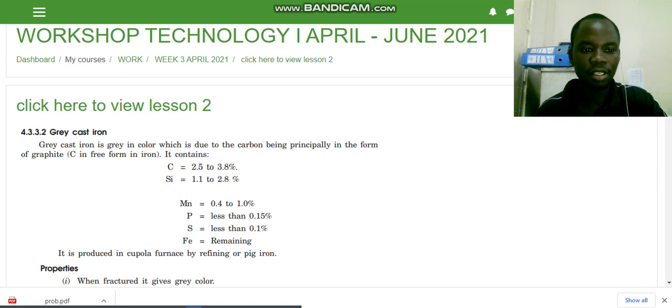Cast iron is gray in color, which is due to the carbon being principally in the form of graphite. It contains carbon of 2.5 to 3.8% and silicon of 1.1 to 2.8%, manganese of 0.4 to 1%, and phosphorus less than 0.15%, sulfur less than 0.1%, and the remaining composition is that of the iron.